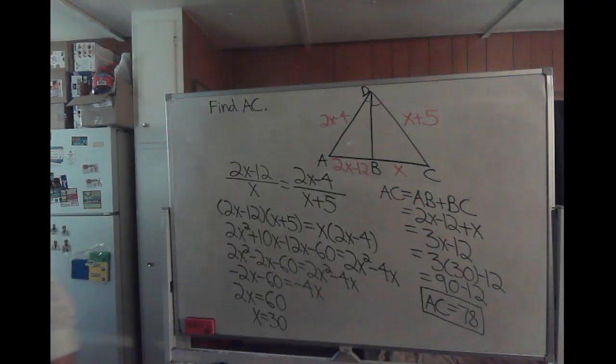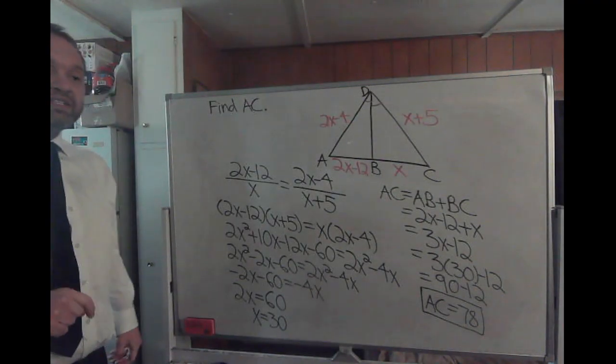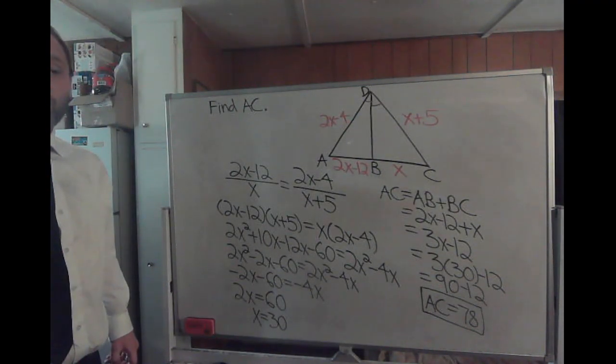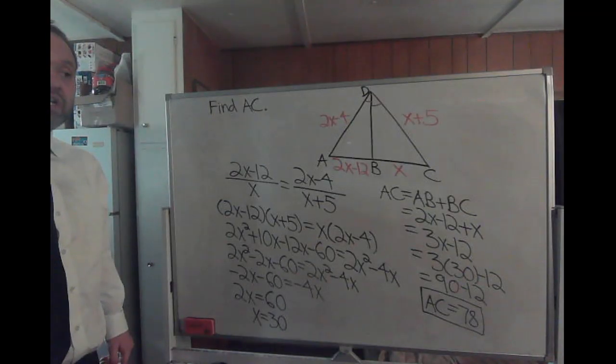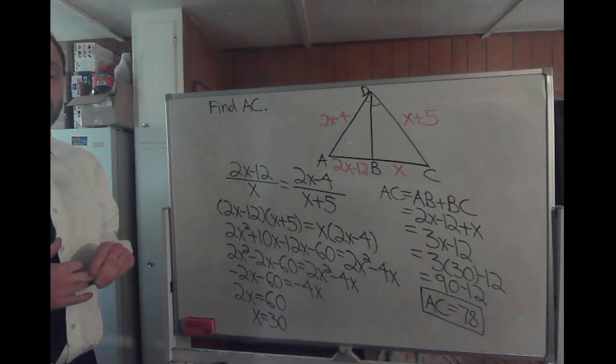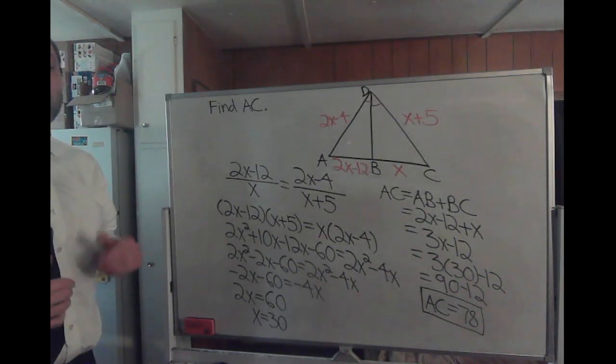So that's been it for today's lesson. Next lesson should be the last lesson of the proportional lengths of triangles. We're going to talk about concurrent lines, what those mean, and how they pertain to triangles and proportional lengths with those.